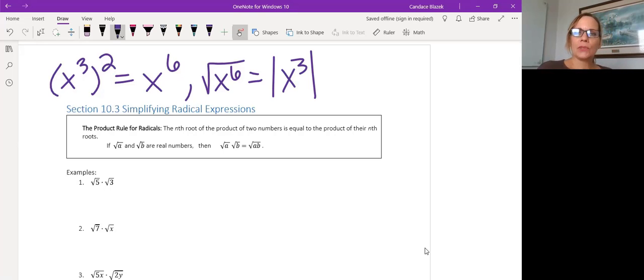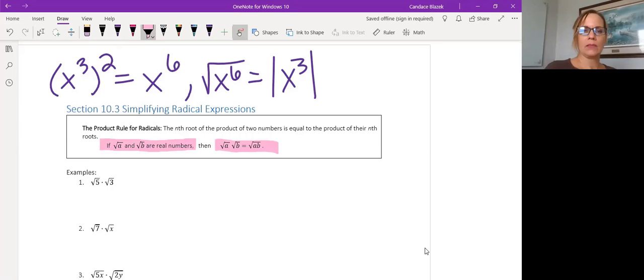So first thing we're going to talk about with simplifying radical expressions is the product rule for radicals. The nth root of a product of 2 numbers is equal to the product of their nth roots. This is an important property: if the square root of a and the square root of b are real numbers, then the square root of a times the square root of b is the square root of a times b. Now, this is not true for addition, but it is true for multiplication and division.